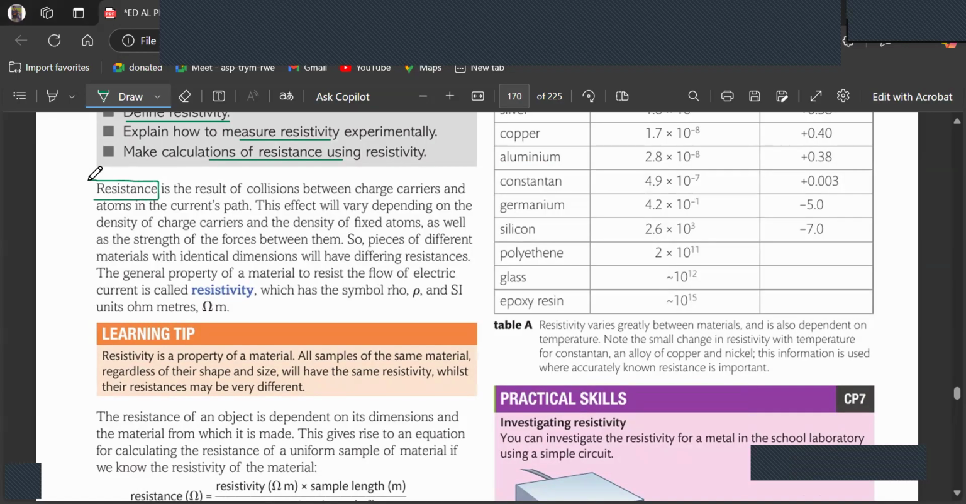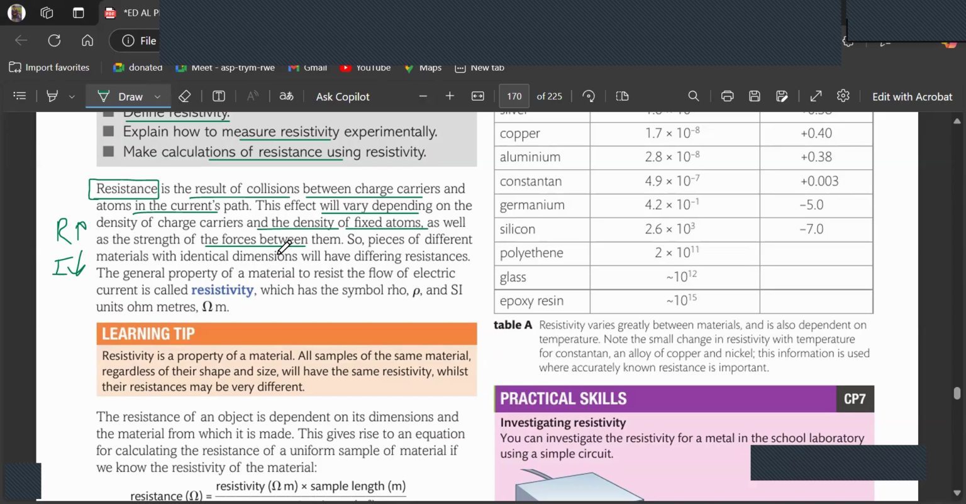Opposition to current. Anything that will slow the current down. If resistance increases, we know that current decreases. Resistance is the result of collisions between charge carriers and the atoms in the current's path. This effect will vary depending on the density of the charge carriers and the density of fixed atoms as well as the strength of the forces between them.